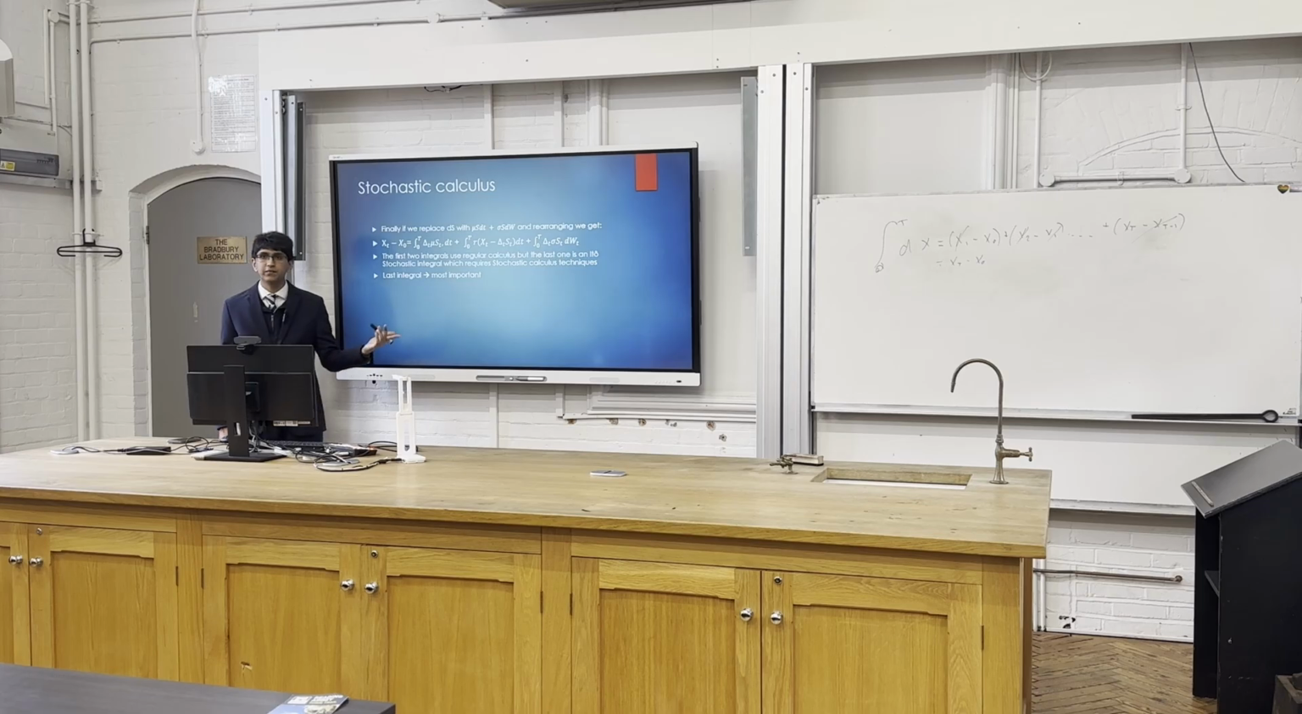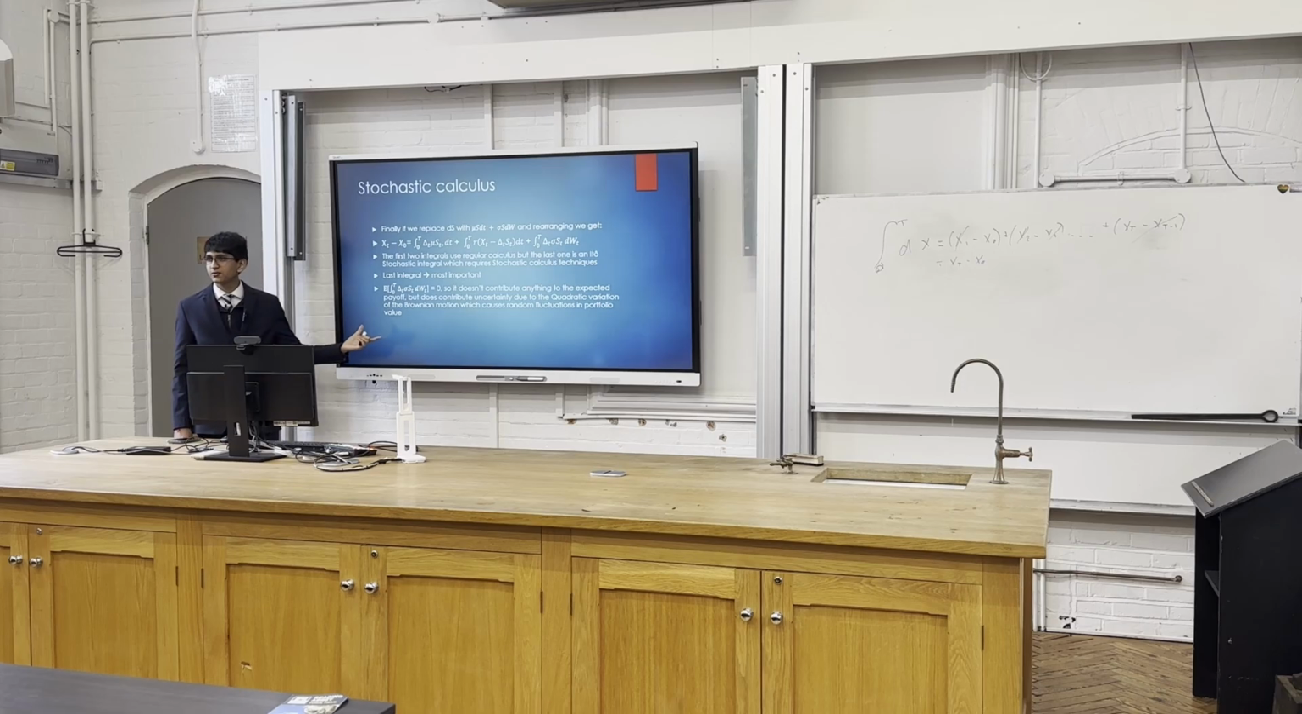And the third one is the randomness, which is the one we can't do with regular calculus, so we need stochastic calculus techniques. It's important that the expected value of this last integral is 0. So as before, it doesn't contribute anything to the expected value of our portfolio difference. This is due to the quadratic variation of Brownian motion. So it causes random fluctuation in the portfolio value, but it doesn't actually add anything to what we expect to get out of our portfolio.